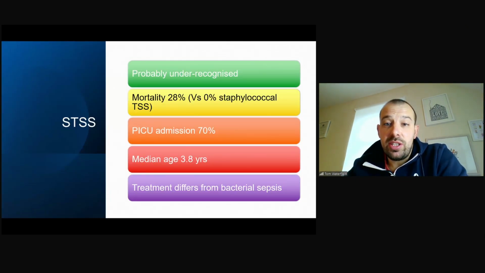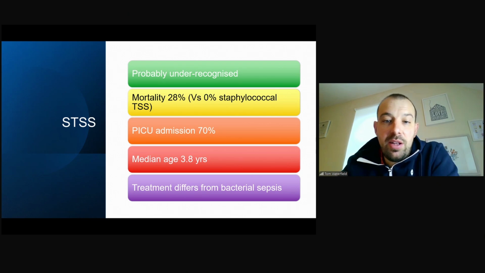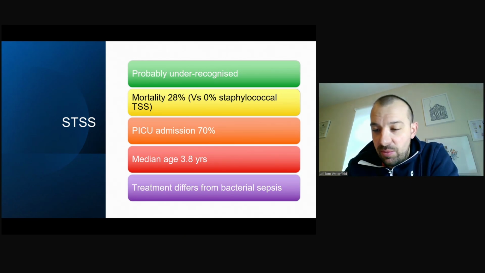So streptococcal toxic shock is probably under-recognized. Mortality is much higher than its staphylococcal friend. The vast majority end up in ICU, and its treatment is slightly different from sepsis, although we're going to predominantly talk about sepsis. It isn't so far different, there are just a few nuances.